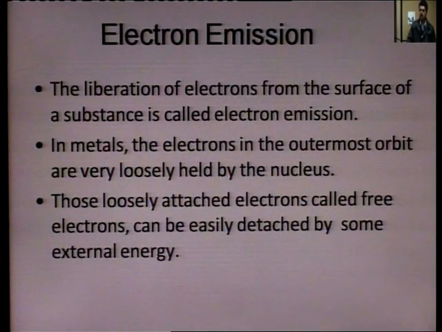In metals, electrons in the outer orbit are very loosely held by the nucleus. So, when some energy is given to the metal, the outer orbit electrons gain energy and move out of the atoms, so they are free to conduct. These loosely attached electrons are called free electrons and can be easily detached by some external energy.